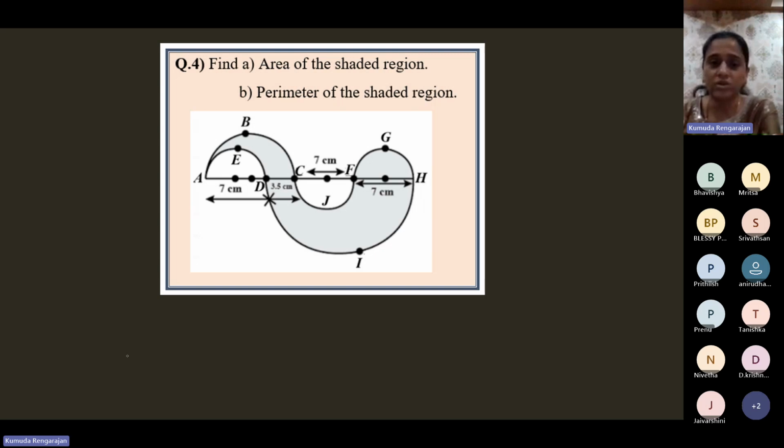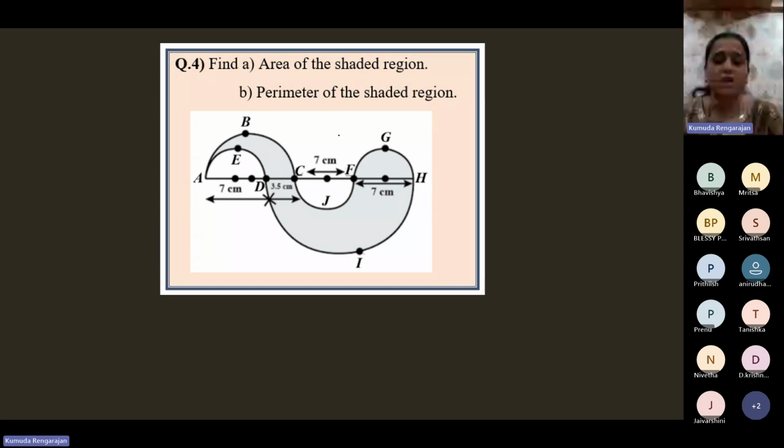Perimeter is the length of the boundary. Remember that. You should just go along the boundary of the shaded region. So the length of this semicircle plus the length of this semicircle plus the length of this semicircle plus the length of this semicircle plus the length of this semicircle. So totally 1, 2, 3, 4, 5 semicircles are here. So you should add the lengths of these 5 semicircles to find the perimeter of the shaded region.